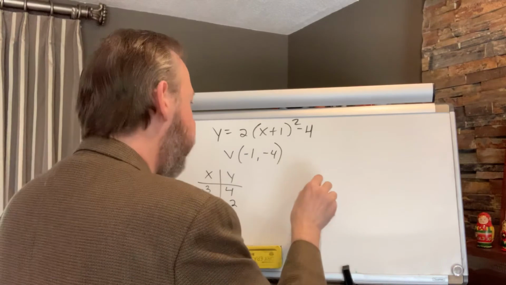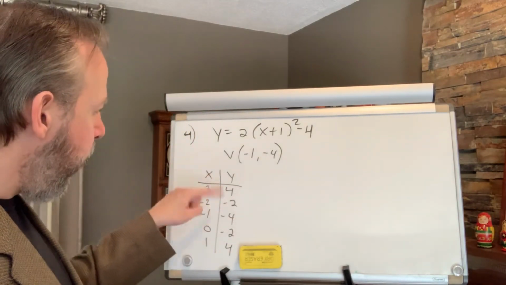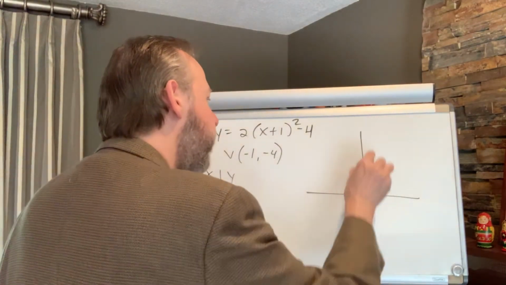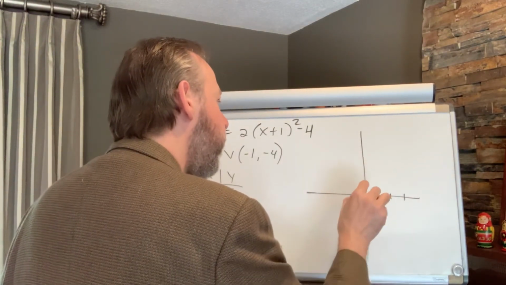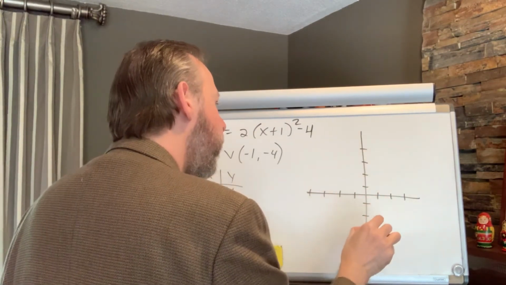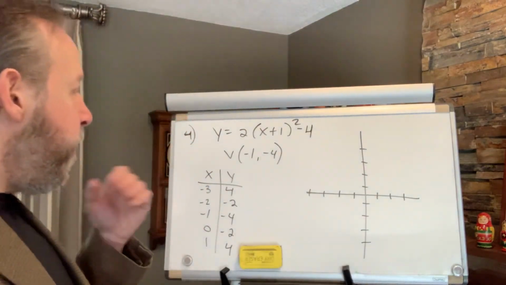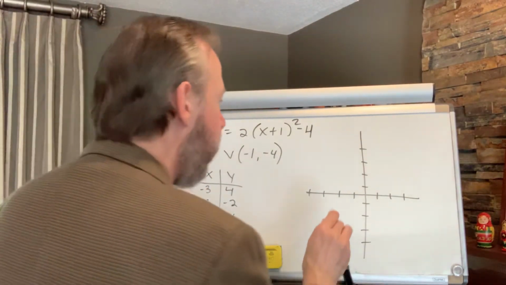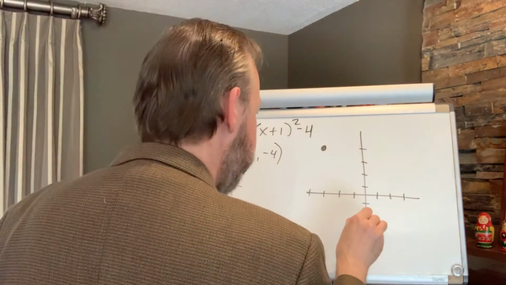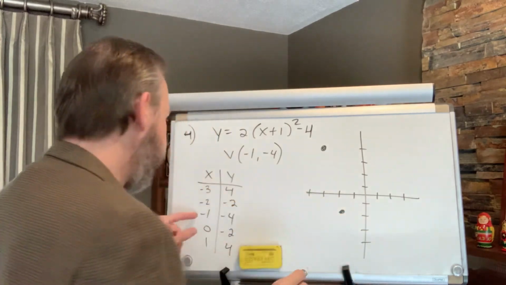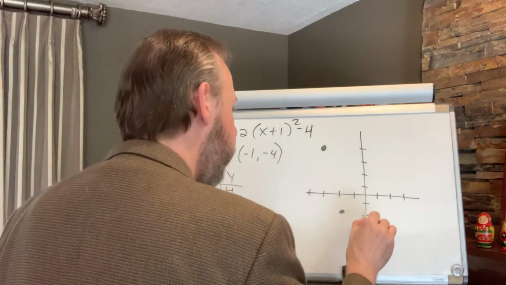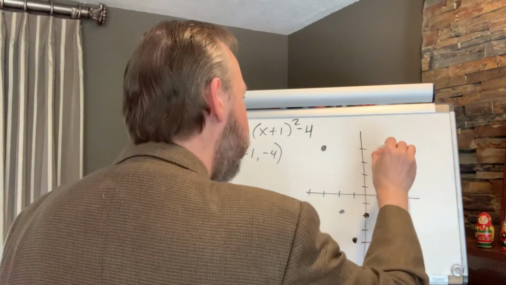Make your graph. It's got to go up to 4 on the y and down to -4. On the x, -3 to +1. So more or less a full grid. Okay, first coordinate, -3, +4. So I'm going to put it over here. -2, -2, so it shoots on down to here. -1, -4, all the way down to there. 0, -2, and then 1, 4.